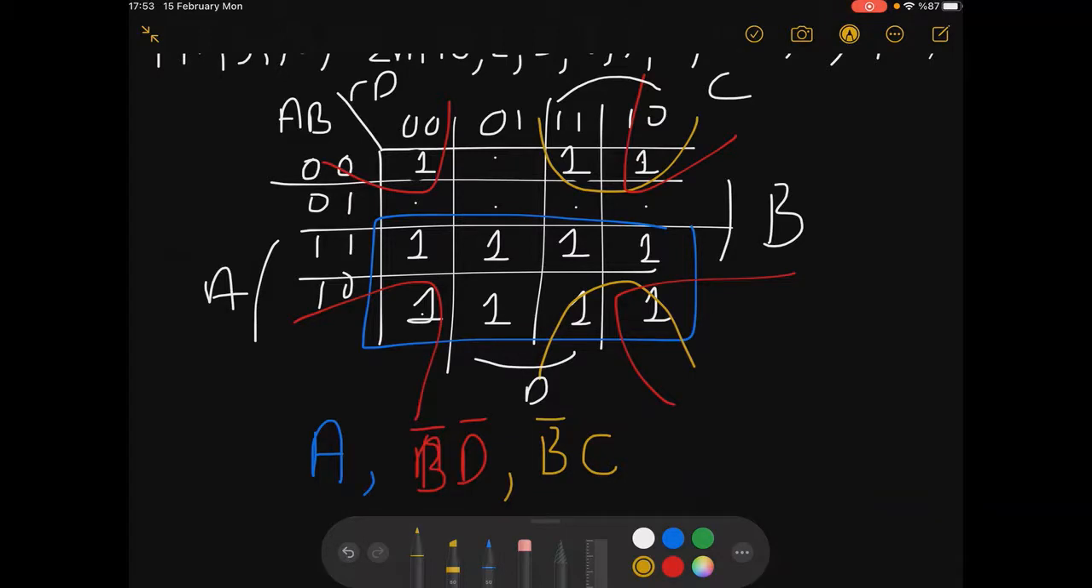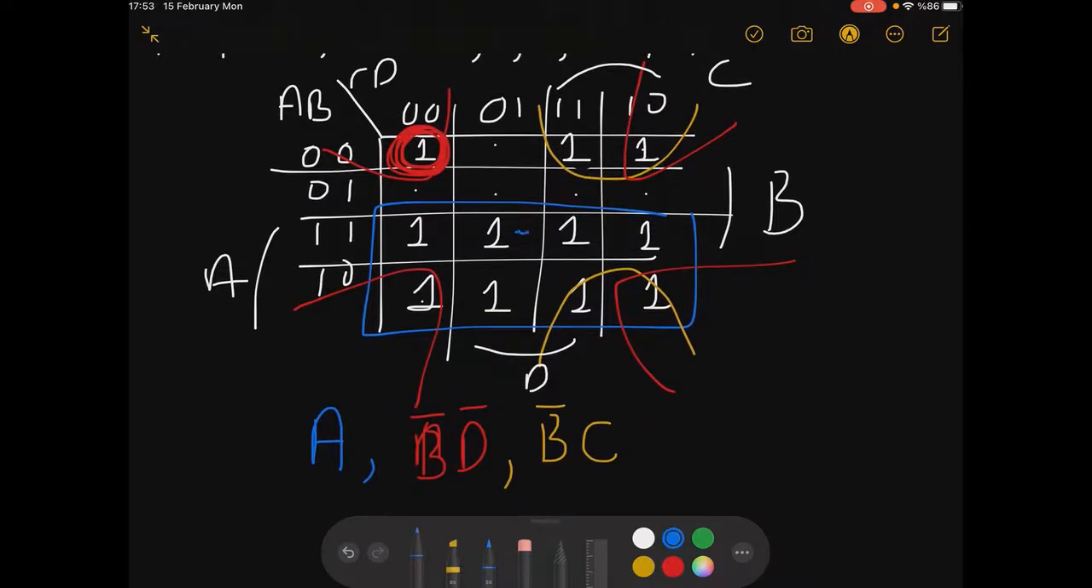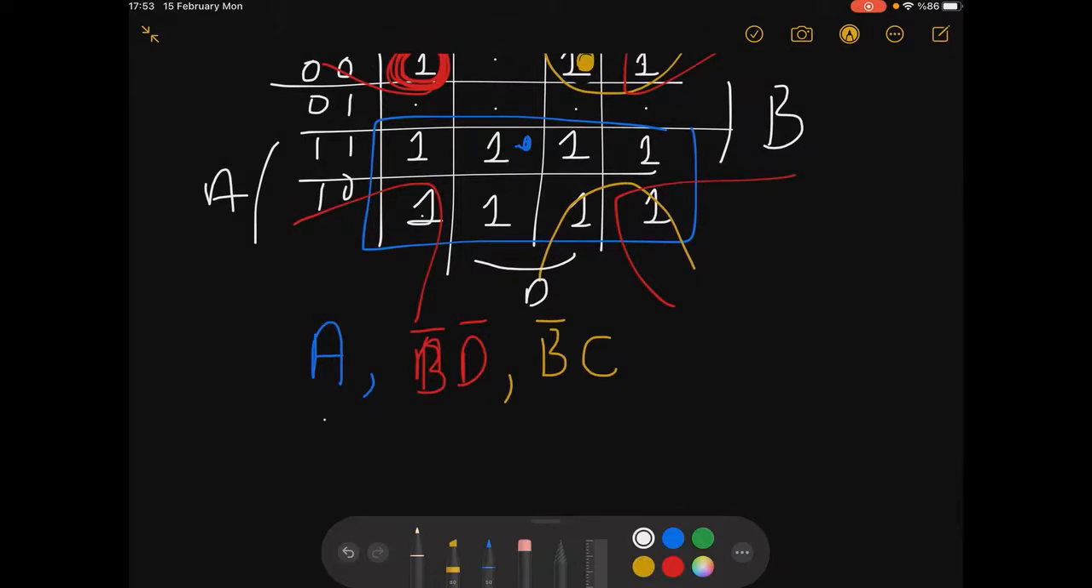So which one of them is the essential prime implicant? As you see, this one is something special right here, because it's covered by only a single prime implicant. And of course the blue one, many. And how about the yellow one? Maybe it's also useful because it also covers this one. You see, it's a unique one as well, this cell. So all of them are also essential prime implicants in this case.